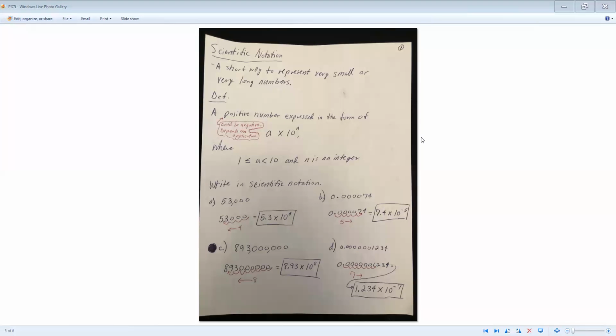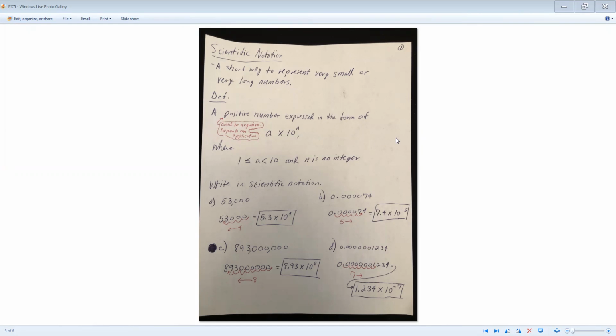Okay, this video will be on scientific notation, just a short way to represent very small or very long numbers. Definition of a positive number expressed in the form of a times 10 to the nth power. Just want to start right there. I was writing the definition I saw in the book, and you can represent negative numbers this way as well. Just depends on the application. So that's what I was writing here as far as the notes are concerned.